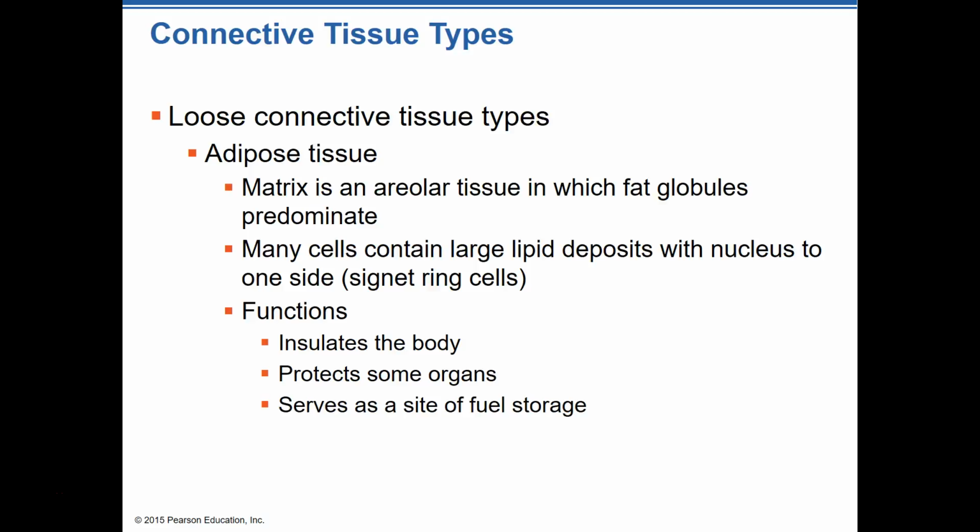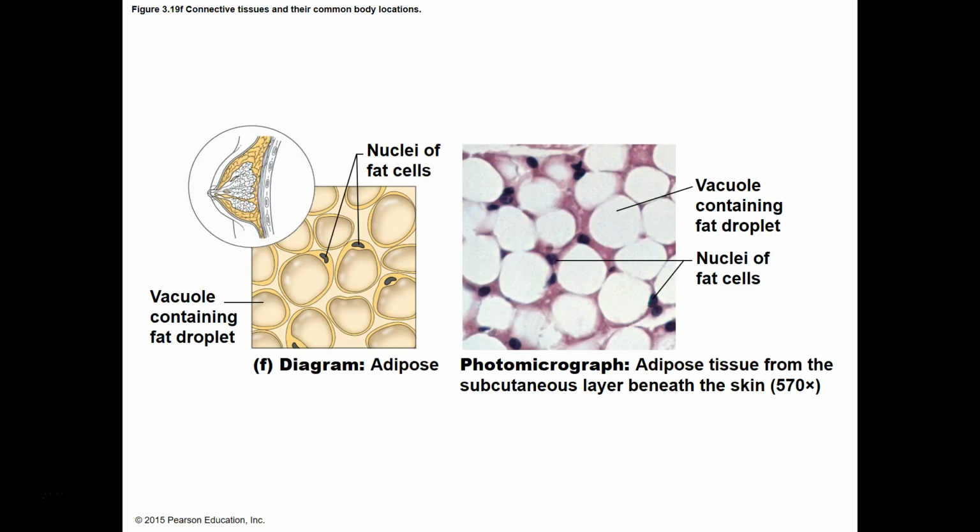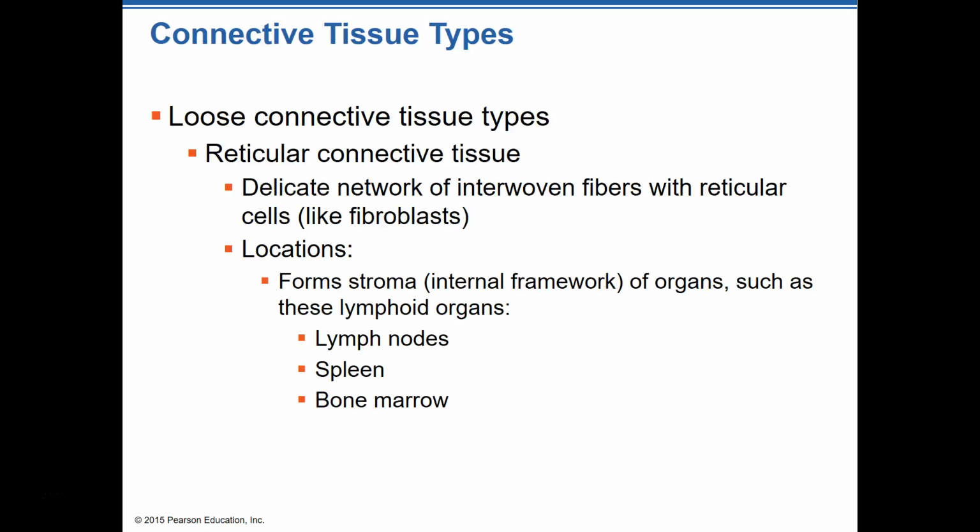Another example of that is adipose tissue, or fat tissue. It helps to insulate the body, hot and cold, and protects from bumping and all that kind of stuff. Usually we have a layer of fat cells around different organs in the body to help protect them from shocks and bumps. And it's a great site for fuel storage for future use.